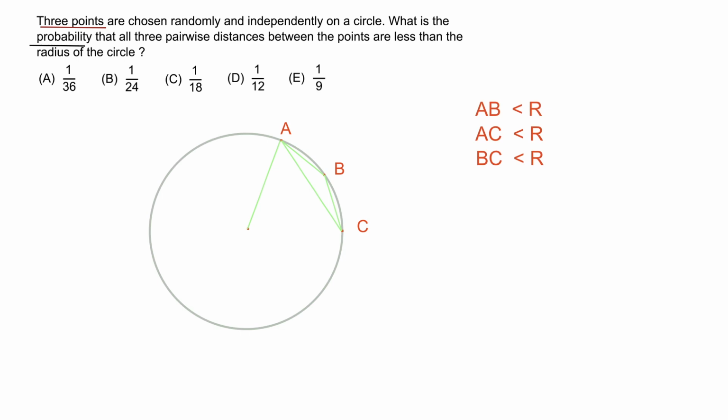So in the end, they want you to figure out the probability of that happening. All 3 are less than R. So we have to do this with, I believe, 3 scenarios. So I'll go through each scenario one by one. So scenario number 1, and that is AB is less than R, and we will describe this case.